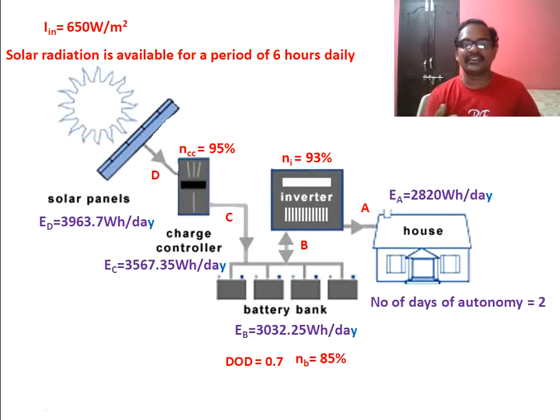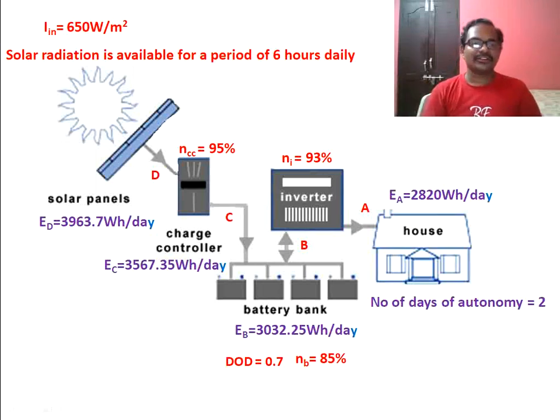If I calculate the energy at point A, I got 2820 watt hours per day. At point B, 3032.25 watt hours per day. At point C, 3567.35 watt hours per day. At point D, 3963.7 watt hours per day. This you will get once you do the problem.